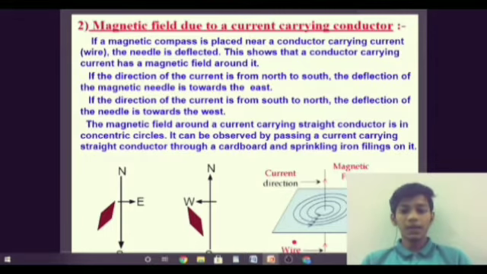The magnetic field around a current carrying straight conductor is in concentric circles. It can be observed by passing a current carrying straight conductor through a cardboard and sprinkling iron filings on it. As you can see in the second diagram, there is a cardboard which has a magnetic field in a circle way, and the conductor is straight, that is a wire, as we have read earlier. We can spread iron filings on it so that they will form the circle path which we have drawn on the cardboard.